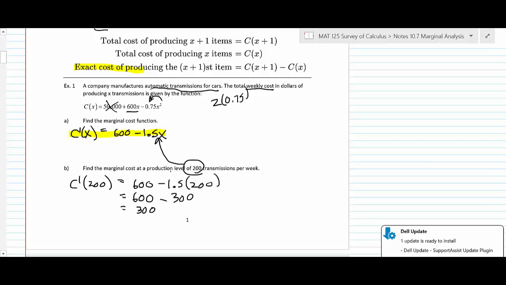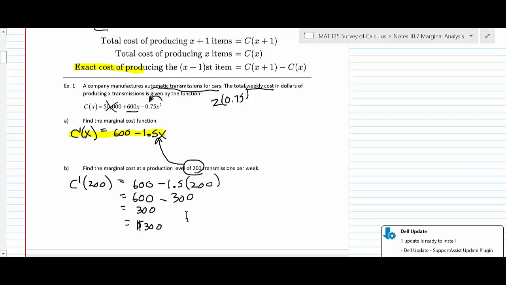And if you read the problem, it says that's dollars. That's a weekly cost, so it's in dollars. So this is just going to be $300 like that. That's what the meaning of that is. That's how you find a marginal cost like that.